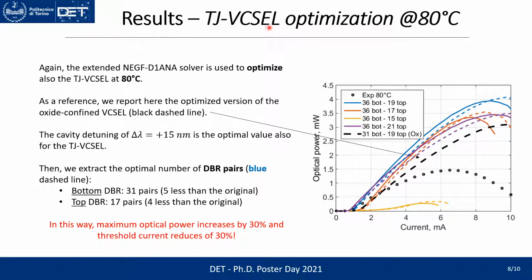Eventually, we also optimized the TJ VCSEL at 80 degrees Celsius. The cavity detuning is again set to the best value of plus 15 nanometers, and the optimal number of DBR pairs is extracted. In this way, when compared to the optimized oxide-confined VCSEL curve reported in a black dashed line, the maximum optical power increases by 30% and the threshold current reduces by 30%.